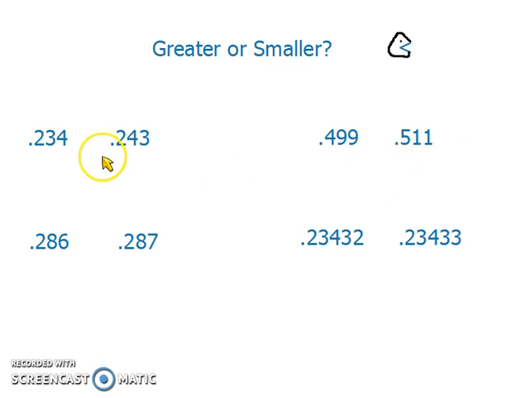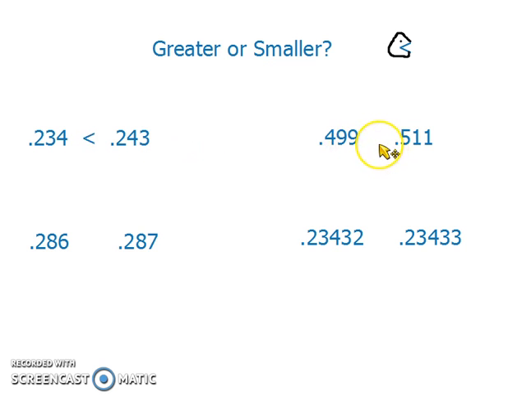So we've got 0.234 and 0.243. First of all, we look at the tenths column. 0.2, 0.2. They're identical. So we need to look at the hundredths column. 0.3, 0.4. So we see that this number here is larger. We don't even have to look at the thousandths column. So I'm going to draw a little Pac-Man to eat the bigger number.